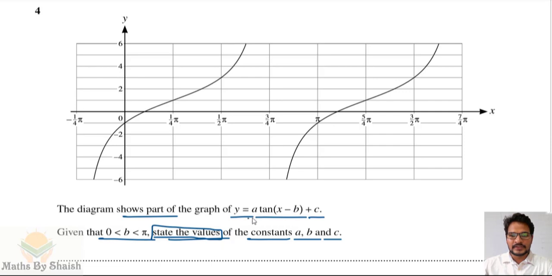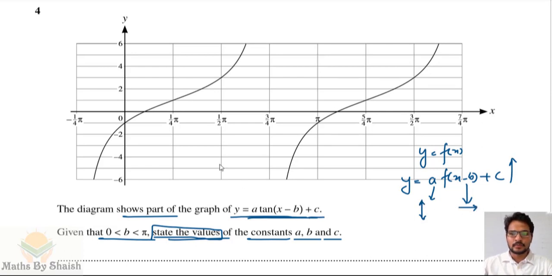If we have the original function y equals f(x) as tan x, then we can rewrite this as a times f of (x minus b) plus c. So this gives the translation, the horizontal translation. If it is minus, it will go in the right direction. C, if it is a positive constant, will go up. And a gives the stretch in the y direction. So these are the combinations.